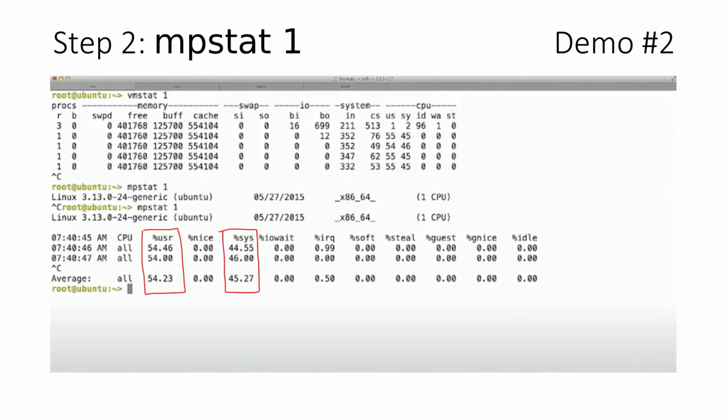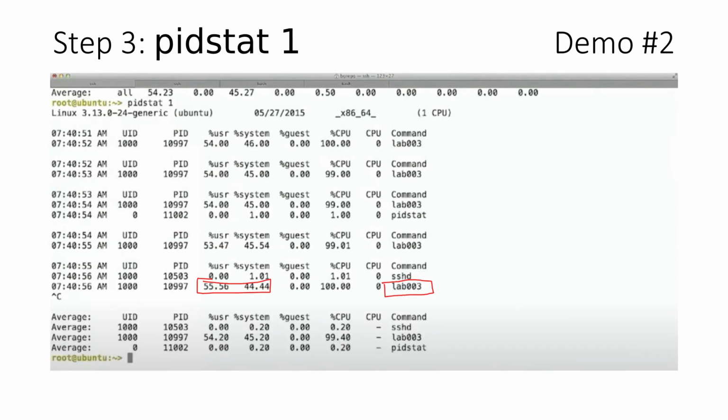Let's now make sure that it is our process that is utilizing these CPU resources. In this case, our process is called lab003. After running pidstat, we can see that it is our application that is using up all of the CPU utilization. What might be causing this? Let's first narrow down what is causing so much system time to be utilized.